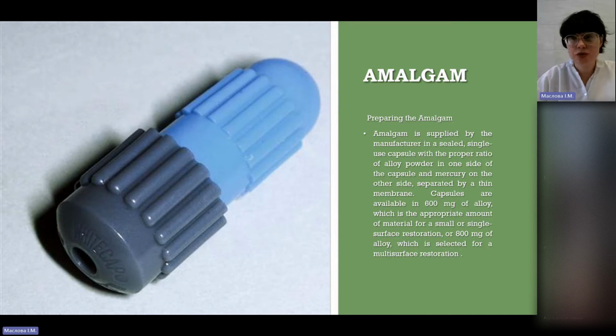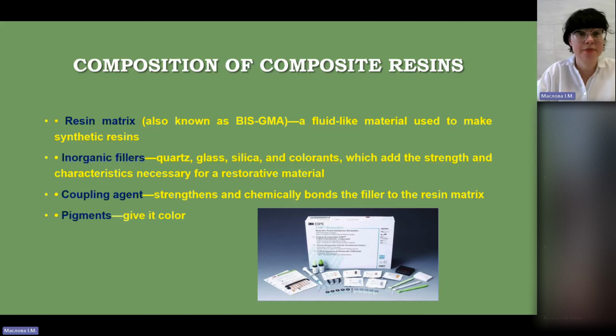Amalgam can't be used on the frontal teeth. You can't use the amalgam restoration when you want to fill in carious cavity class 4, class 5. And composition of composite resins. I'll tell you about amalgam, glass ionomer cement, and composite resins because they are widespread materials in the dental practice.